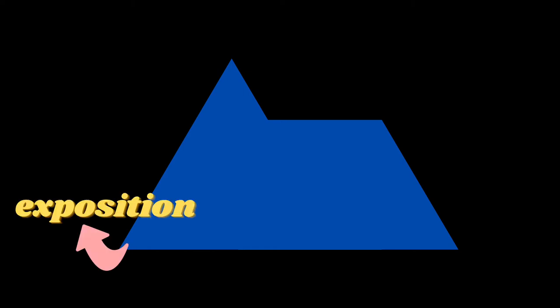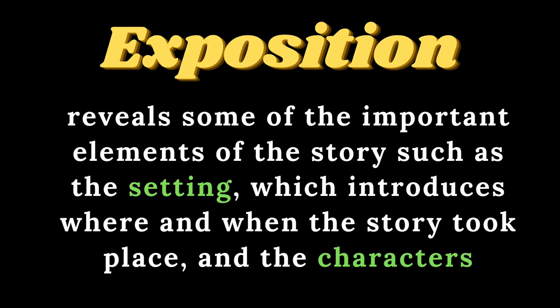For us to remember the elements of a plot easily, we may use this figure, which looks like a roof of a house. The first element of a plot is called exposition. From the term expose, it reveals some of the important elements of the story, such as the setting, which introduces where and when the story took place, and the characters.